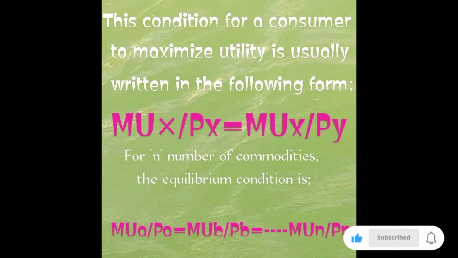For n number of commodities, the equilibrium condition is: marginal utility of good A by the price of good A is equal to marginal utility of B by price of B is equal to marginal utility of C by price of C is equal to marginal utility of D by price of D, and so on, up to marginal utility of good n by the price of n.